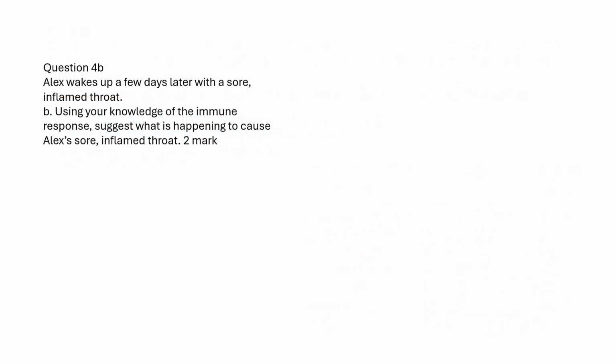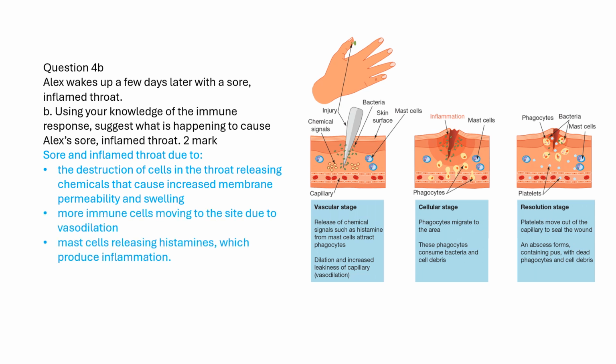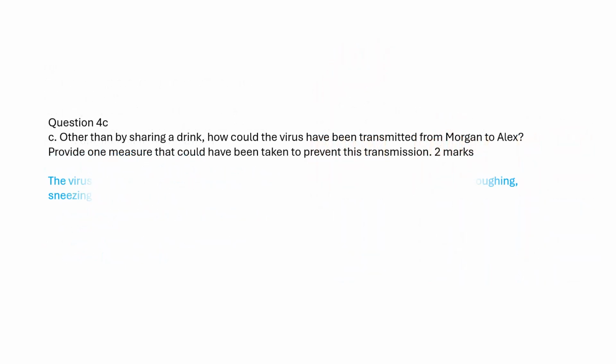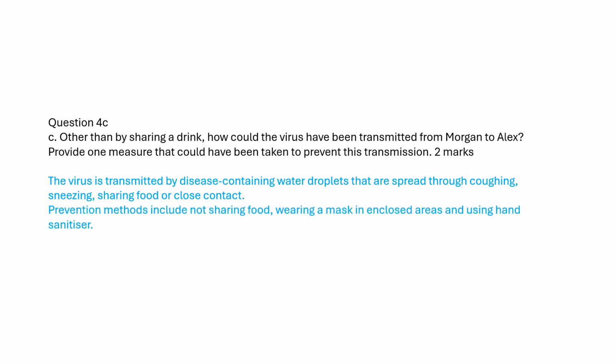Sore and inflamed throat due to the destruction of cells in the throat releasing chemicals that cause increased membrane permeability and swelling. More immune cells moving to the site due to vasodilation. Mast cells release histamines, which produce inflammation. The virus is transmitted by disease-containing water droplets that are spread through coughing, sneezing, sharing food, or close contact. Prevention methods include not sharing food, wearing a mask in enclosed areas, and using hand sanitizer.